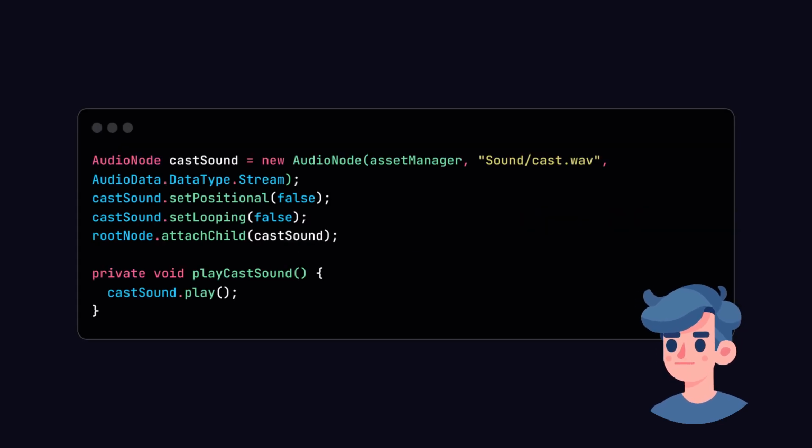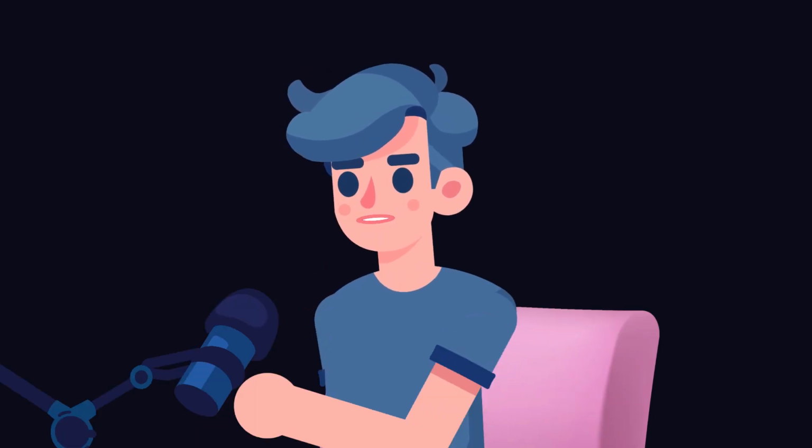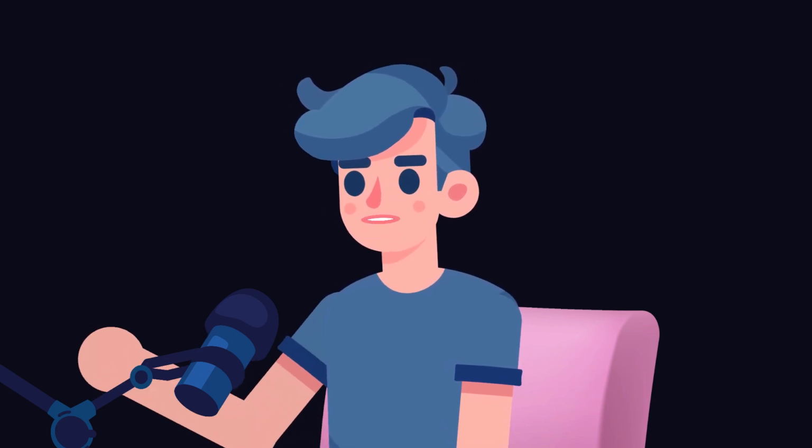Before we wrap up, I'd recommend adding sound effects for a more immersive experience. You can add sounds for casting the line and catching fish using JMonkey's audio system. Now you have the basics of a 3D fishing game. From here, you can expand on features like multiple fish types, upgrades for the fishing rod, or more elaborate environments.